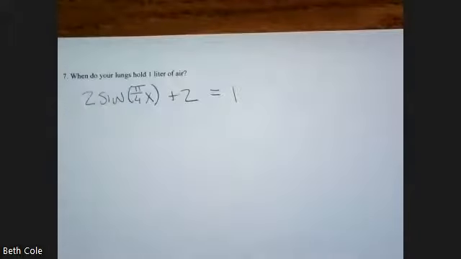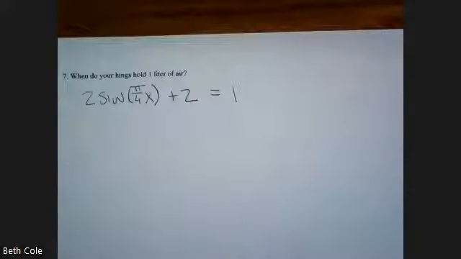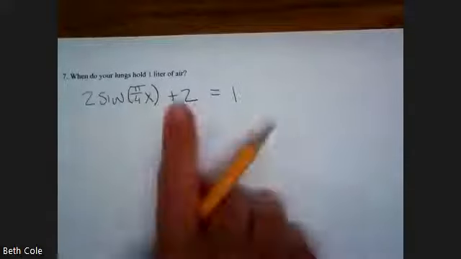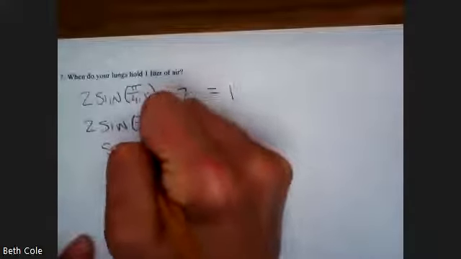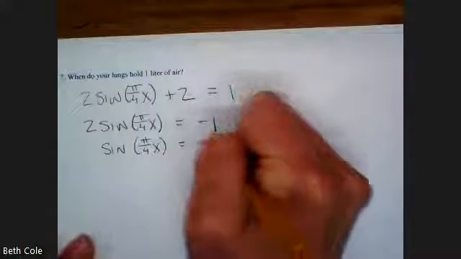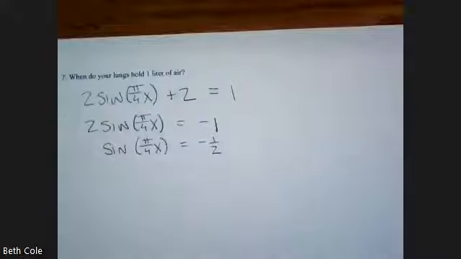Sorry, that equal sign is bad. I'm going to rewrite it. So what would you do to start solving that? Subtract 2. 1 minus 2 will give you -1. All right, then what? Divide by 2. Oh my gosh, guys, it came out to -1/2, and that's on the unit circle. Crazy.